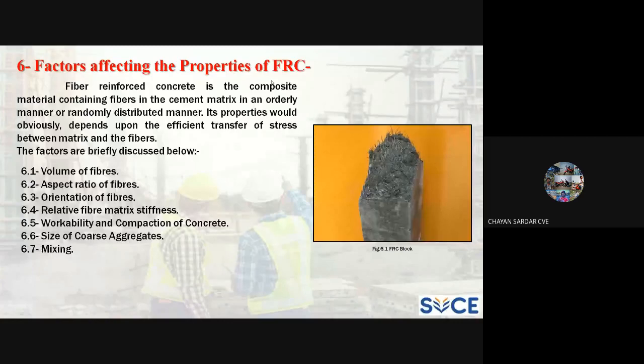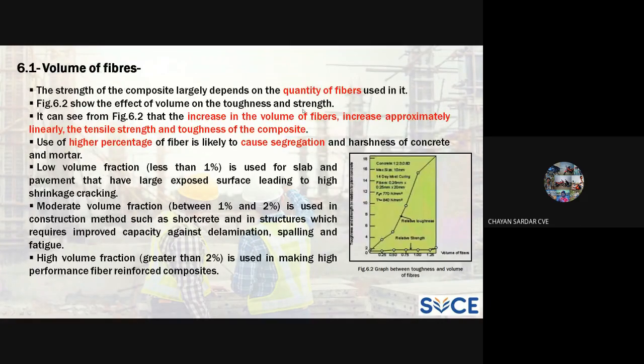Now, factors affecting the properties of FRC. Factors considered will be volume of fibers, aspect ratio, orientation, and relative fiber matrix. We'll see them further. The volume of fibers: the strength of the concrete will mainly depend on the quantity of fibers you are using. If you increase the volume of fibers, the strength also will increase. A higher percentage of fibers will cause segregation and harshness in concrete. Low volume fraction is used for slabs, moderate volume fraction is used for construction methods such as shotcrete structures, and high volume is used for making high performance fiber reinforced composites.